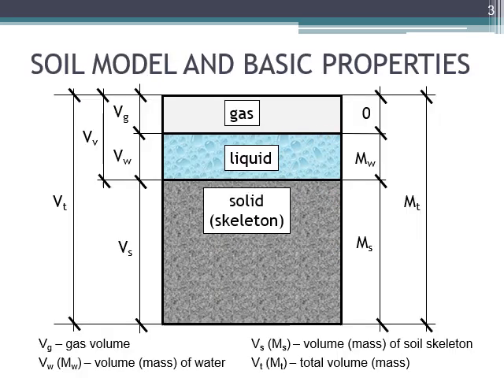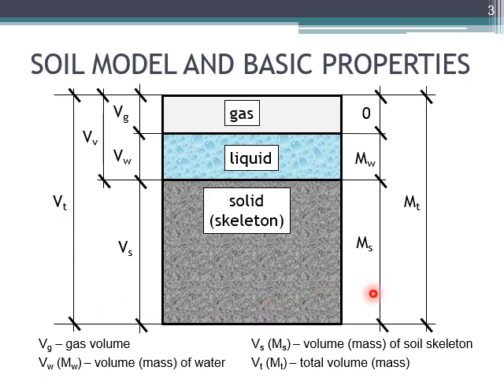If so, we can describe this model using its volumes and masses. So we will have the volume of the skeleton, Vs, the volume of water, Vw, and the volume of the gas, Vg. Volume of all the voids, so water and gas, will denote with Vv, V for void. And the whole volume of the sample will be Vt.